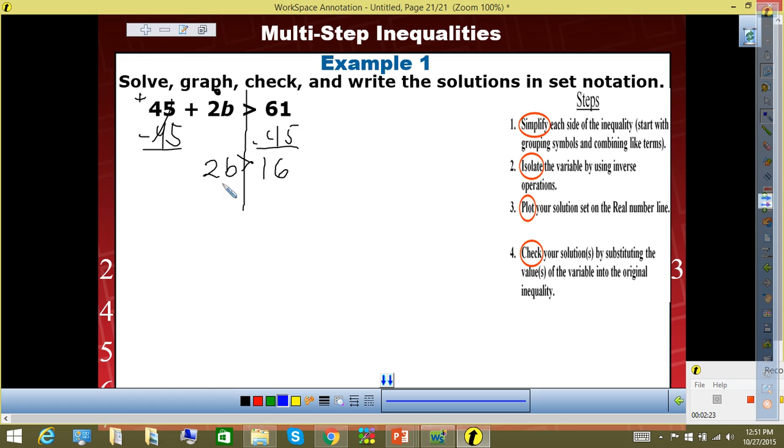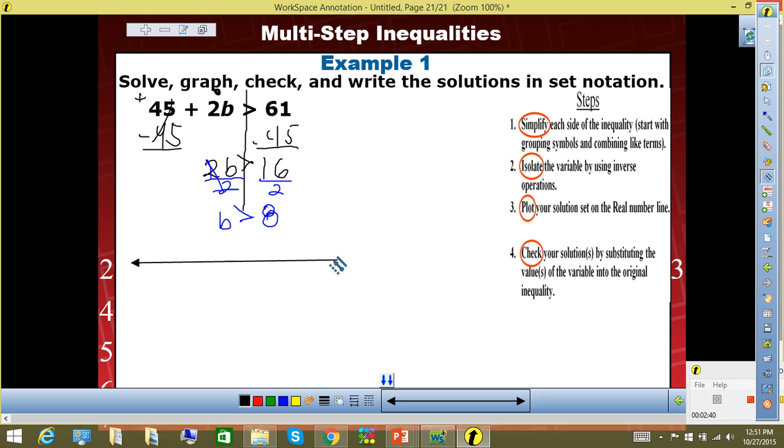And our last step is divide by 2, divide by 2. B is greater than 8. Fairly simple? Okay, let's graph this. We start at 0. Our dividing point is what? 8. And why is it called a dividing point?